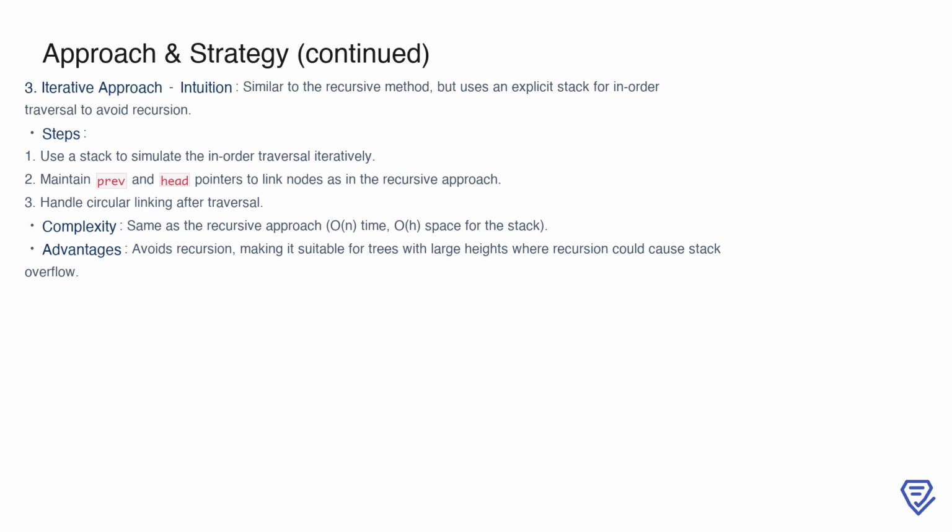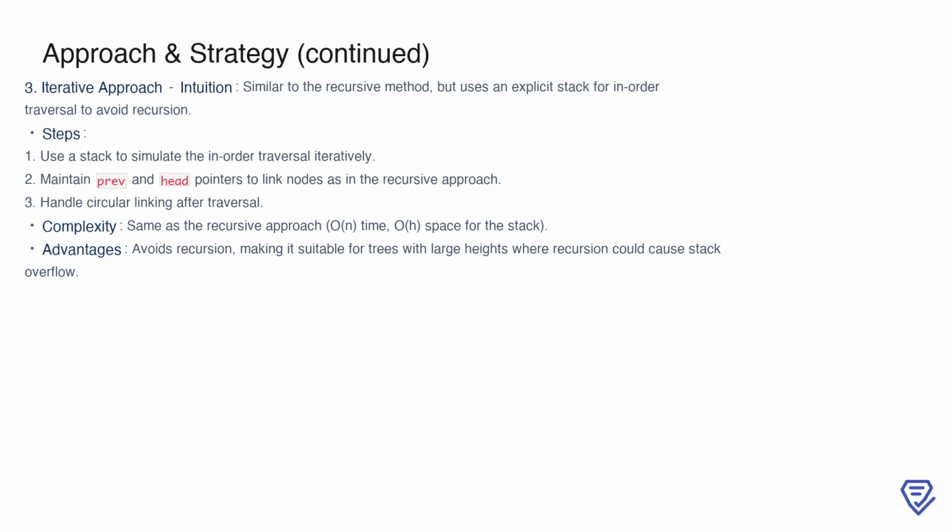Another viable option is to use an iterative approach to perform the in-order traversal. This method avoids recursion by explicitly using a stack to simulate the traversal. As with the recursive approach, we maintain two pointers, one for the previously visited node and one for the head of the list. During the traversal, nodes are linked in the same way, with the current node's left pointer set to the previous node and the previous node's right pointer updated to the current node. At the end of the traversal, the head and tail are linked to complete the circular doubly linked list.